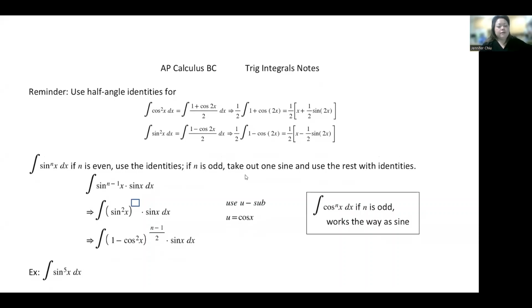Okay, we're on chapter 7. This is trig integrals. It is not an official lesson in our textbook, but it's a very important topic. So we're going to use a different textbook to cover this idea.